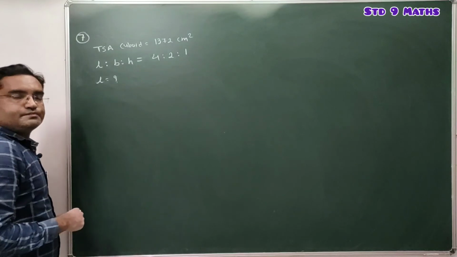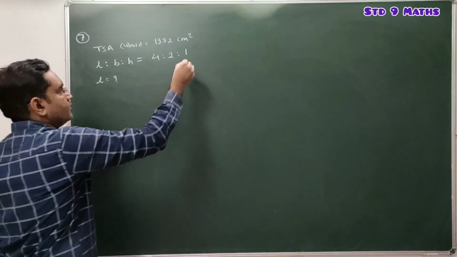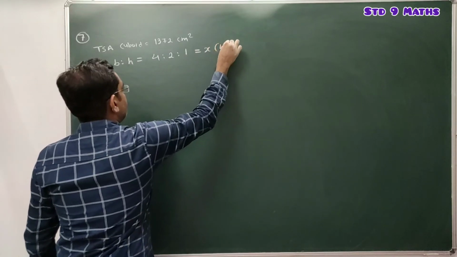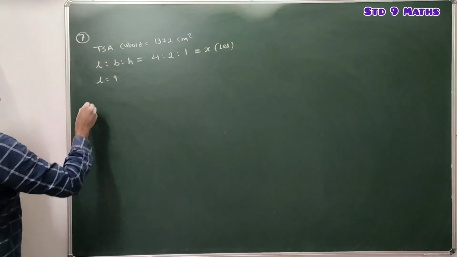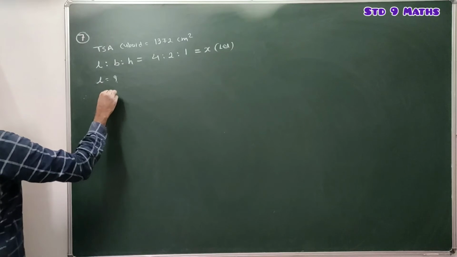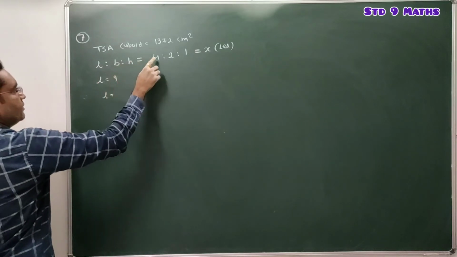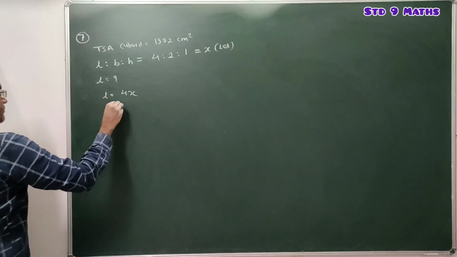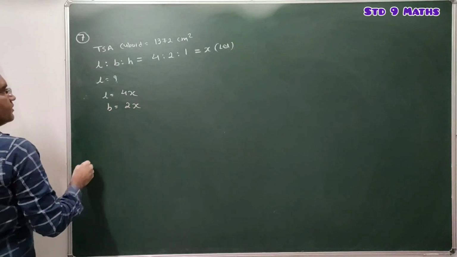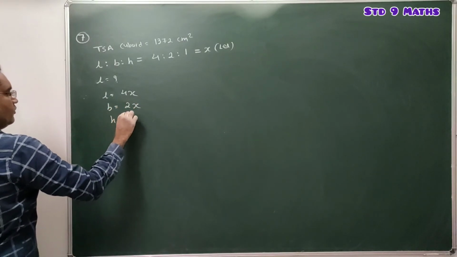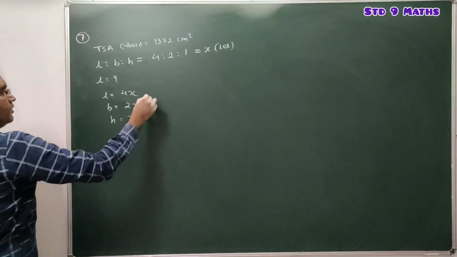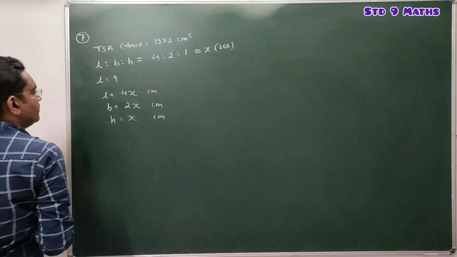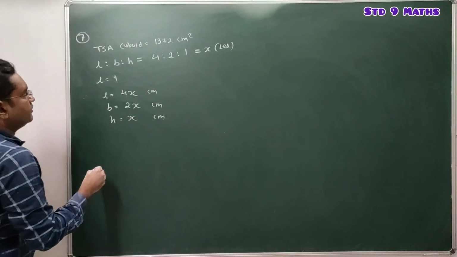So students, here the ratio is given. So let's assume this given ratio multiplier is x. Therefore we get L equal to 4x, B equal to 2x, height h equal to 1x, that is x. We can write this in terms of centimeter.